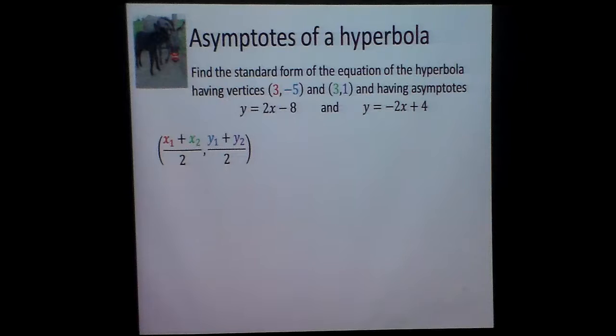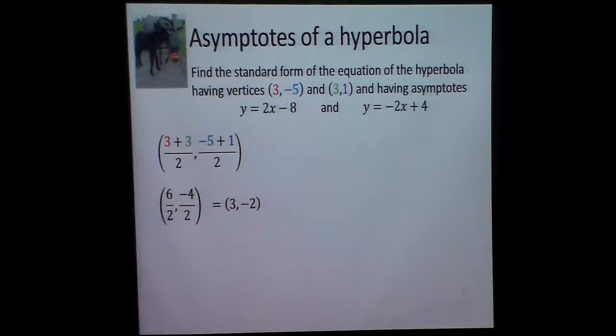And the y's, I'm going to take that -5 and 1, add them together, divided by 2. And like I said, 6 divided by 2 is going to be 3. -5 and 1 is -4. Divided by 2 makes -2. So I know that my center is at (3, -2).